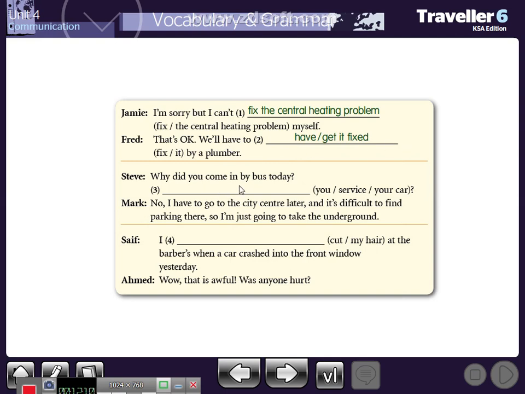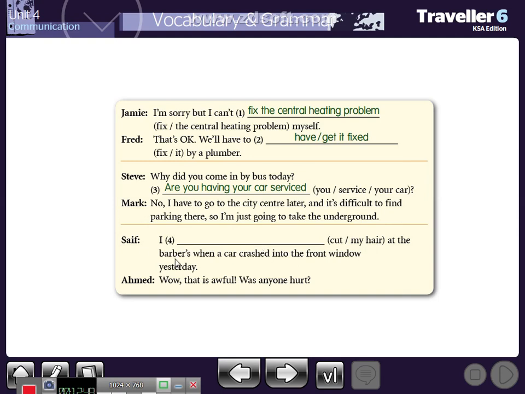Why did you come in by bus today? Blank. You serve your car. Mark: No, I have to go to the city center later, and it's difficult to find parking there, so I'm just going to take the underground. So the correct answer here is, are you having your car serviced, in the causative form? Are you having your car serviced? Here in the causative form in the present progressive tense.